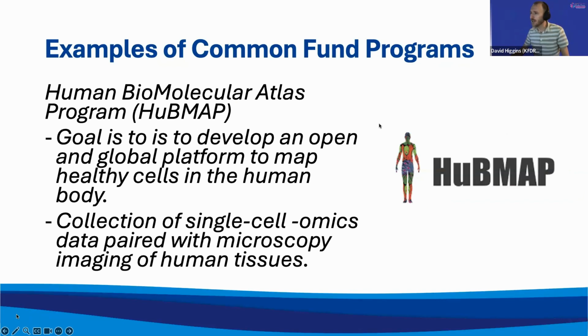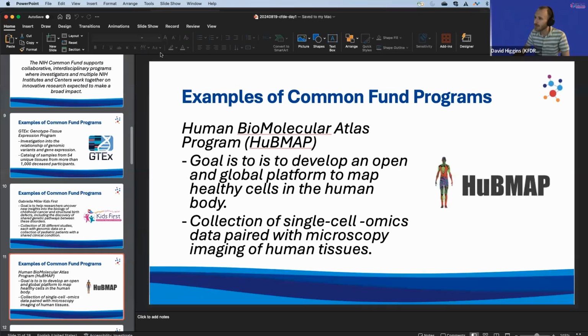All right, and then I'm going to share one last example of a Common Fund program. So this is HuBMAP. This is the Human Biomolecular Atlas Program. Their goal is to develop this open platform to map healthy cells in the human body. So they're really interested in looking at everything on the cellular level, whereas Kids First is really focused on the genetic level, and GTEx also looks at genetics, but at a tissue-based level. HuBMAP is even finer detail here, looking at the specific cellular level, and a lot of their data is actually paired with microscope images of human tissues. So let's pause and we'll take a look at that as our last example here.